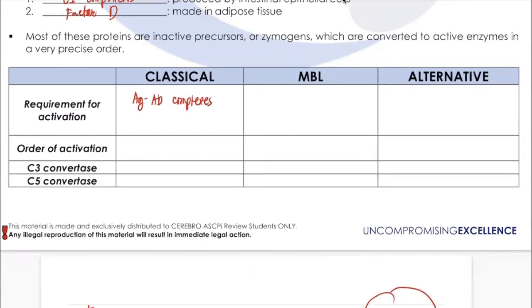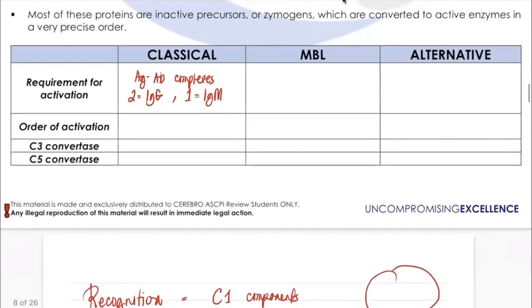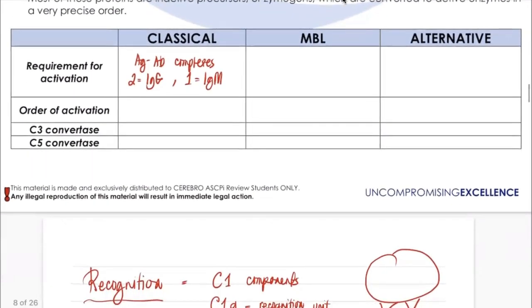Now, for this, di ba, in order for the classical cascade to be activated, kailangan mo ng dalawang IgG na naka-attach dun sa antigen. Pero pag IgM lang, you only need one, no? In order for the classical cascade to be activated. That's why nga, di ba, yung IgM, siya yung kino-consider as pinakamagaling when it comes to complement activation. Okay?